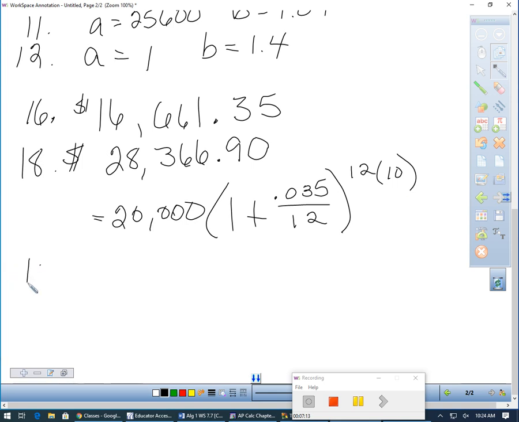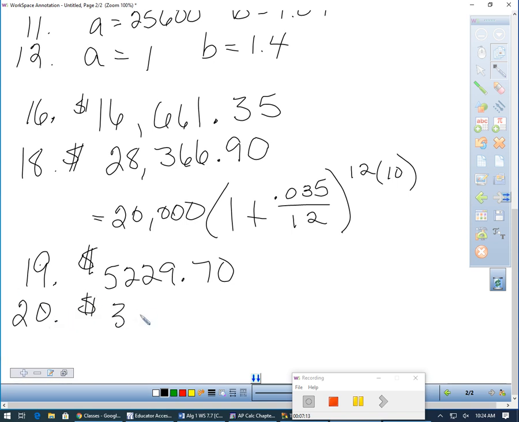All right, number 19. Let's talk about that one next. Number 19, your correct answer should be 5,229.70. Again, you could have 6, 9. It's a possibility. Number 20. On number 20, you should have $3,619.80.